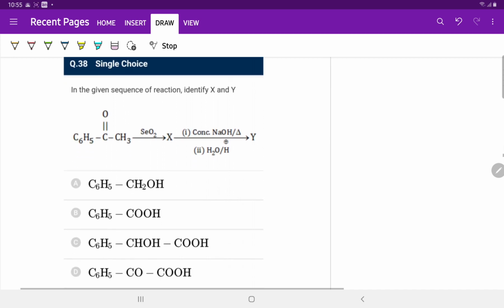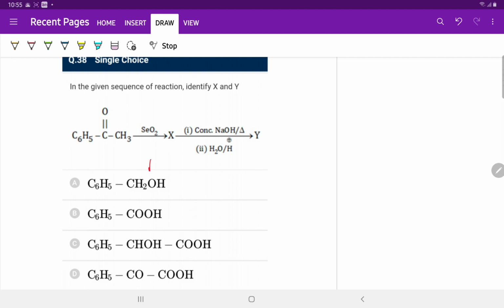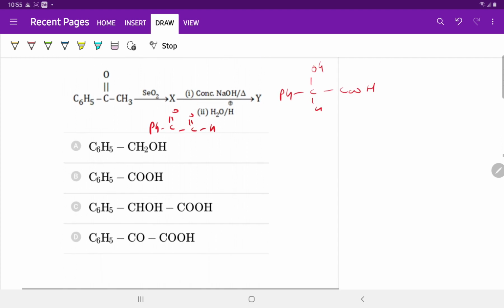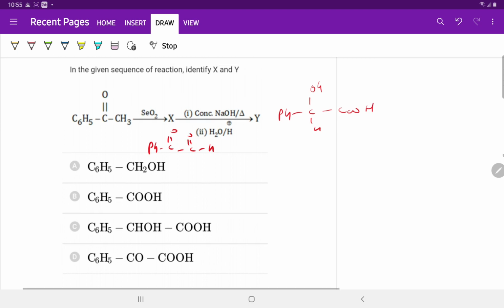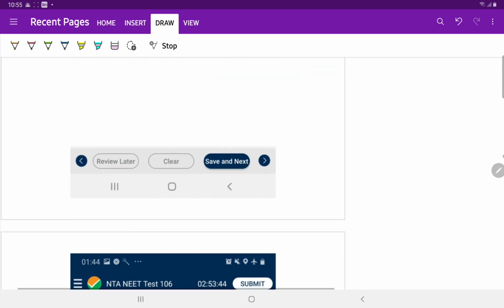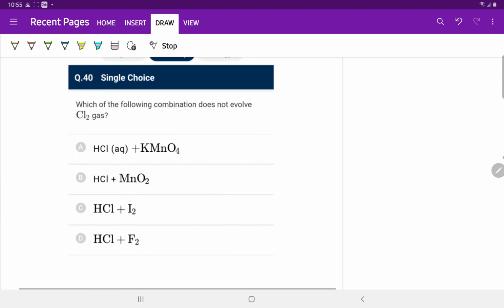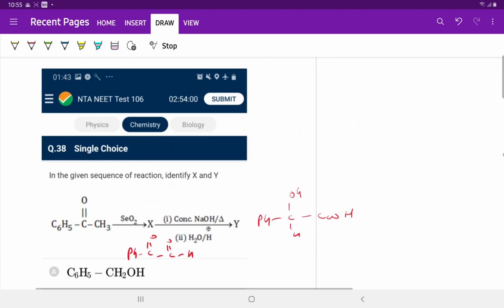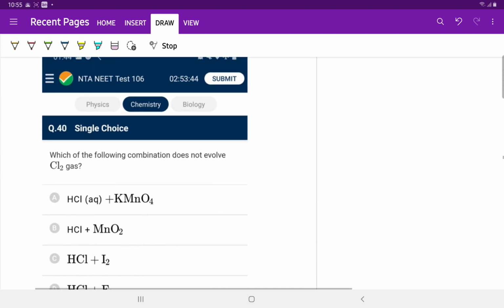Question number 38. Acetophenone reacts with SeO2, okay. Selective reduction of C double bond O and CH2 will convert it into C double bond O H. Then the Cannizzaro reaction. After the Cannizzaro reaction, we will obtain reduction of this group and oxidation of this group. So option C is correct for question number 38. Question number 39 is missing.